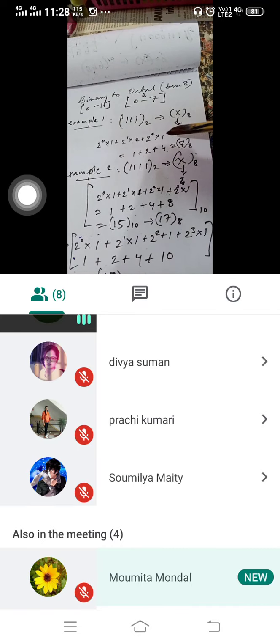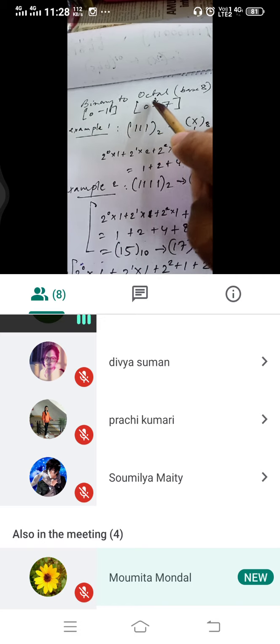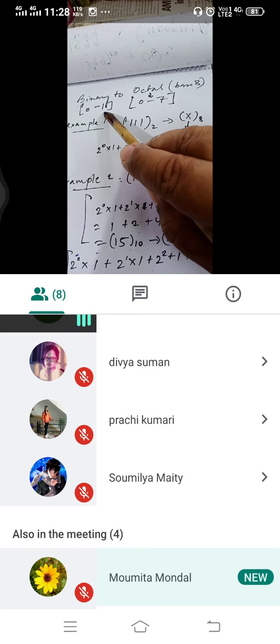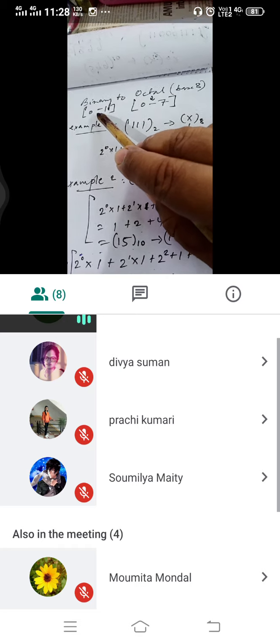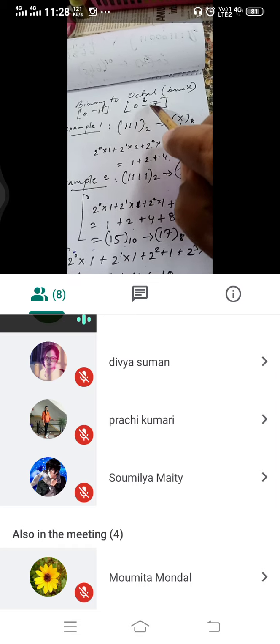Now please pay attention because we're going to count in octal. So binary to octal means this is base 2, with symbols 0 and 1. There are two symbols, 0 and 1, in binary, and we have symbols 0 to 7 in the case of octal.